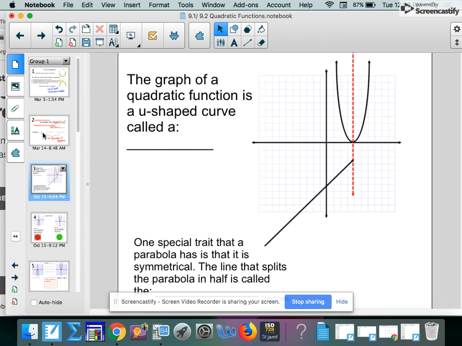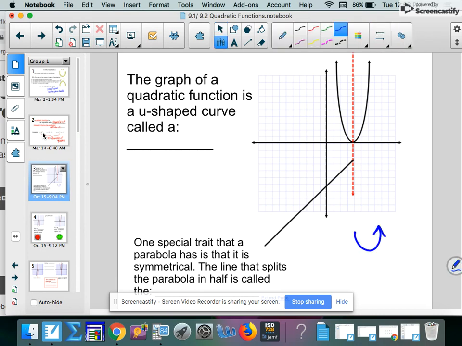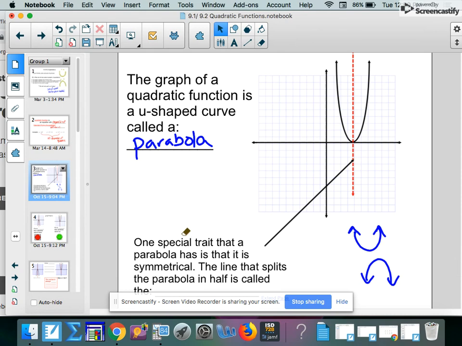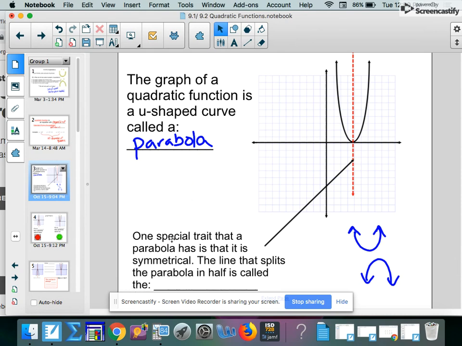My favorite word in math is what a graph of a quadratic function is. So they always look like U's. I like to say they look like happy faces or frown faces. So they might look like this or they might look like this. They are called a parabola. Do not say parabola. Your math friends will laugh at you. It's parabola.